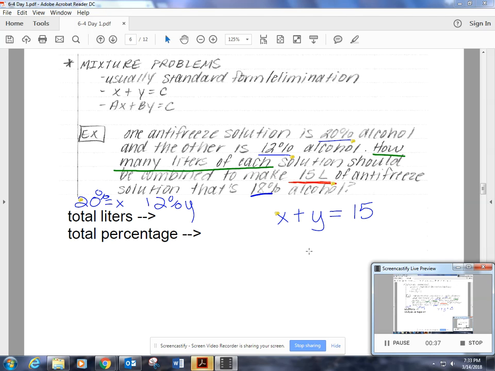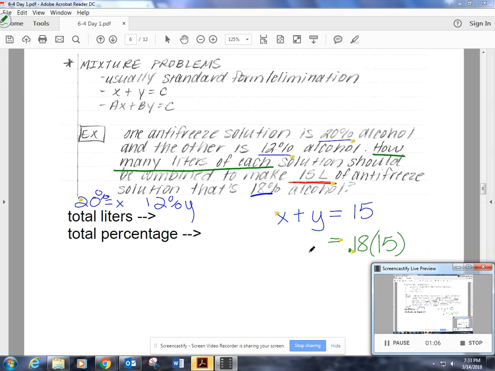Then if we look at the percentage, we need at the end 18% of the total 15 liters. So we know that our total should be that 18% multiplied by the 15 liters to figure out what the percentage of that total will actually be. So we multiply those two together.